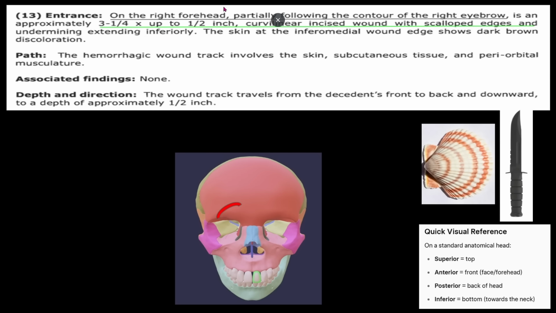Now this one on the right forehead, partially following the contour of the right eyebrow. So right here, this is a 3 1/4 inch by up to a 1/2 inch curved linear incise wound with scalloped edges and undermining. Again, scalloped edges is how the pathologist clearly states this is a serrated edged knife. So this wound, no doubt, was cut with a serrated edge knife. Whenever they say scalloped edges, it's all over. The wound track is front to back downward, 1/2 inch deep.